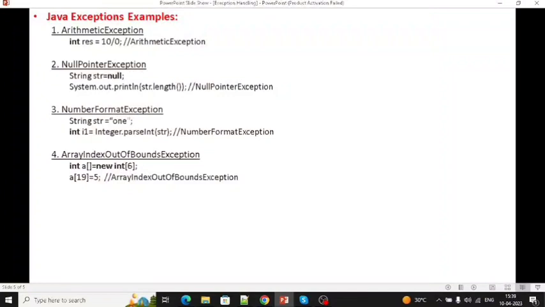So I hope you people understood what is exception and exception handling.